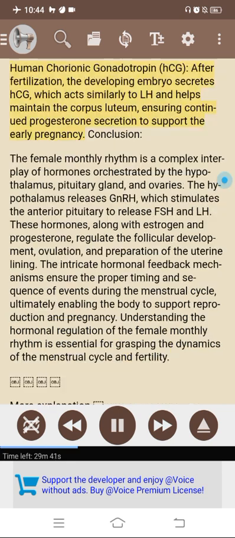6. Role of hormones in pregnancy. Human chorionic gonadotropin (HCG). After fertilization, the developing embryo secretes HCG, which acts similarly to LH and helps maintain the corpus luteum, ensuring continued progesterone secretion to support the early pregnancy. Conclusion. The female monthly rhythm is a complex interplay of hormones orchestrated by the hypothalamus, pituitary.